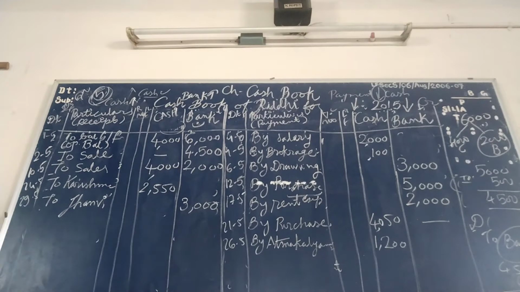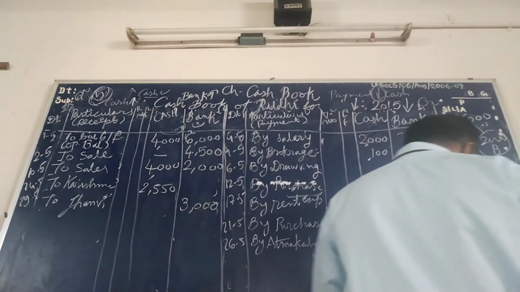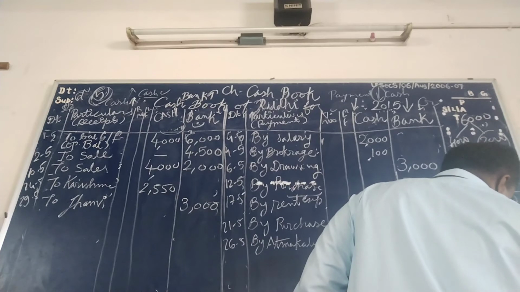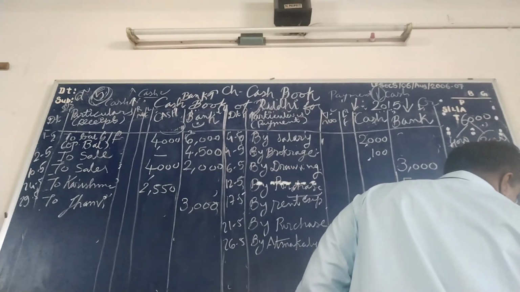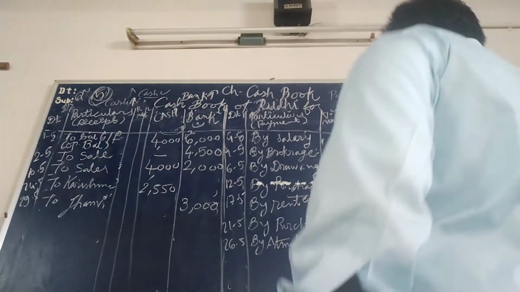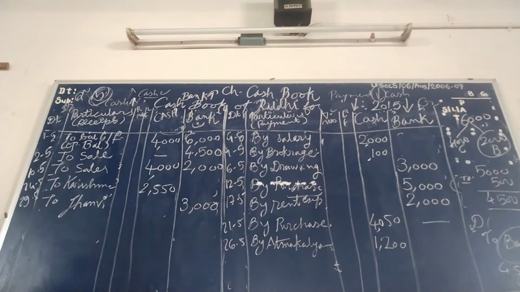Now last, 30th May, 1,000 is deposited in the bank. Okay, so we deposited 1,000 in the bank. So bank to cash. Hence it is a bank to cash or cash to bank transaction, so it is considered as a contra entry.